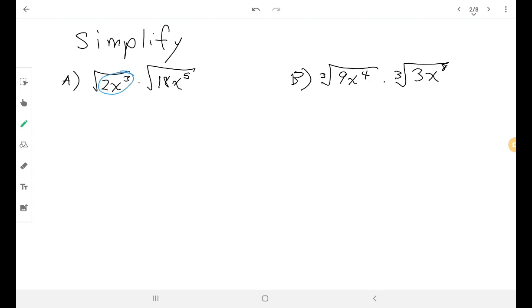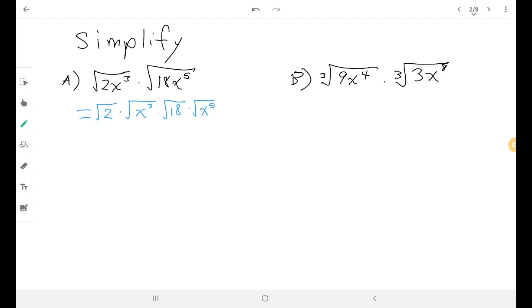So notice that we've got all multiplication here. We've got 2 times x cubed. We've got 18 times x to the 5th inside these square roots. So the first thing that I'm going to do is write them as individual square roots, because you can always split up multiplication inside the roots as individual multiplication of the roots. So we'll have the square root of 2 times the square root of x to the 3rd times the square root of 18 times the square root of x to the 5th.